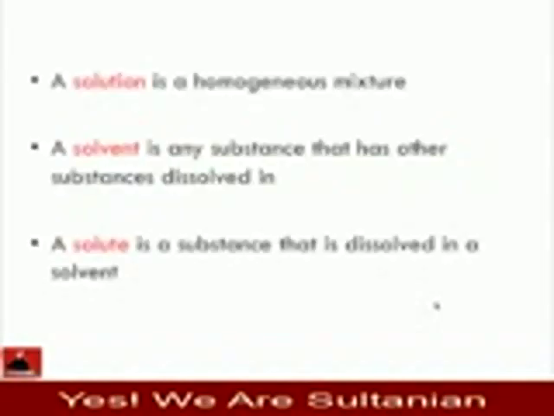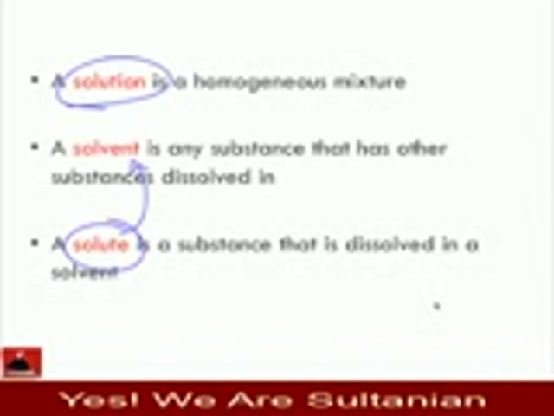Types of solutions. That's today's lecture. A solution is a homogeneous mixture. A solvent is any substance that has other substances dissolved in it. A solute is a substance that is dissolved in a solvent. So we're looking at basic elementary science, where we dissolve something, and that something that we're dissolving is called the solute. And we always dissolve a solute within a solvent to form a solution.